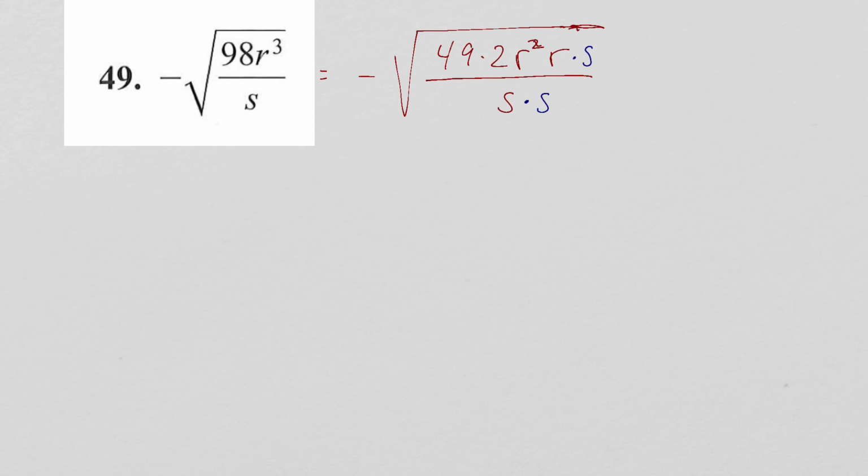That gives me the square root of s squared on the bottom, which is s. And then I'll take this 49 out. I almost forgot my negative here. Okay. I'll take this 49 out, and that's going to become a 7. I'll take the r squared out, and that'll become an r. So I have a 7r on the outside times the square root of the stuff that I couldn't take out, which is 2r and s. So that's the final answer.